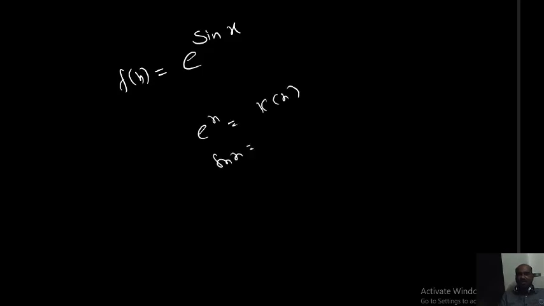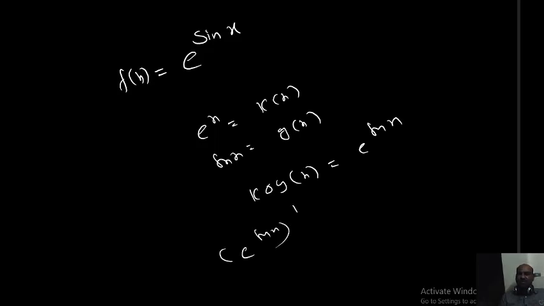One more example. e power sin x is given, and we want to find its derivative. This is also a composite function only. So e power x is taken as one function k of x, and sin x is taken as another function g of x. k circle g of x is e power sin x. So its derivative is, according to the formula, k dash of g of x into g dash of x.